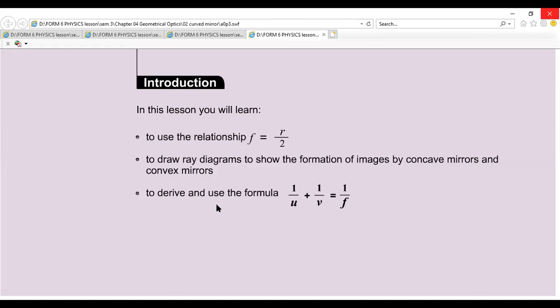Introduction. This will be the objective for this lesson today.